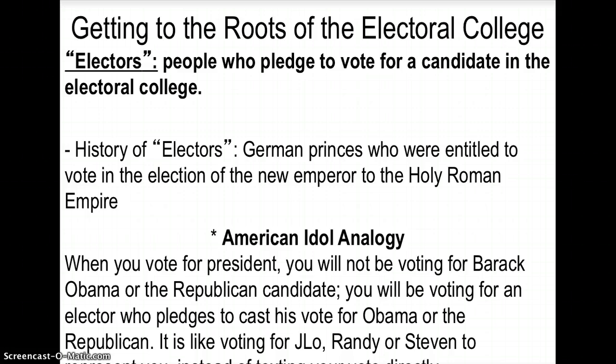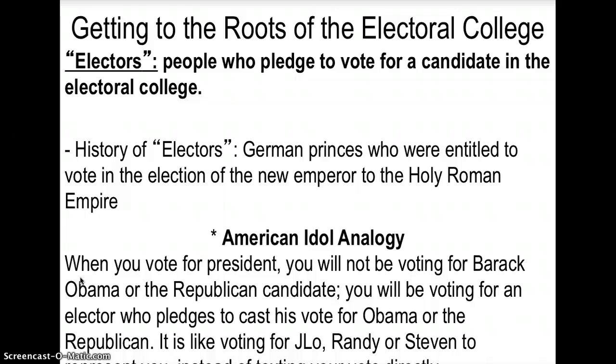We go from the Holy Roman Empire to American Idol, and it gets a little bit cut off at the bottom here, but a really simple way, if you get confused about the Electoral College, is to think about how the American Idol is similar. When you're voting for the president, you're not necessarily voting directly for Barack Obama or the Republican candidate, which we're still waiting on. You are actually voting for someone else, an elector who pledges to cast his or her vote for Obama or the Republican.